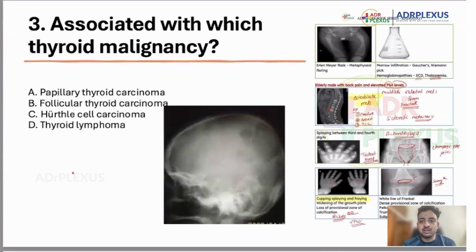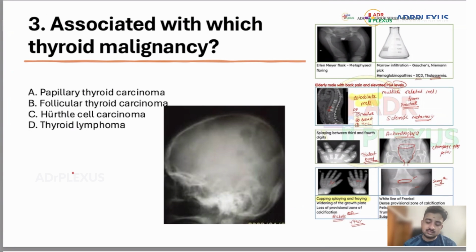Now, this is actually a little tricky one because they gave you an image of a lytic lesion in the skull and they asked from which thyroid malignancy you usually get a large lytic metastasis in the skull. So we know the two main types of thyroid malignancy. One is papillary carcinoma thyroid and another is follicular carcinoma thyroid. So papillary carcinoma thyroid has high predilection to spread into the adjacent lymph nodes, whereas follicular thyroid carcinoma has predilection for hematogenous spread. So here the answer is follicular thyroid carcinoma, because this hematogenous spread will go and get deposited in the skull, resulting in large lytic lesions in the skull.